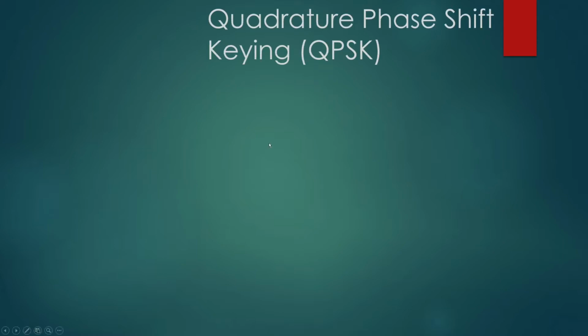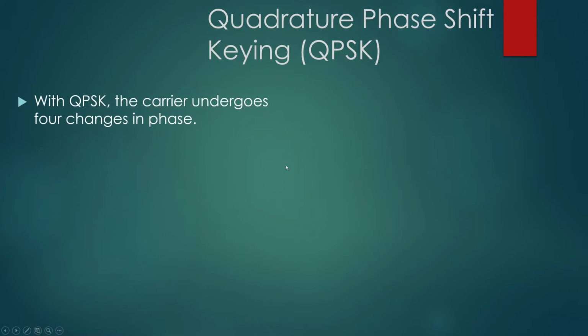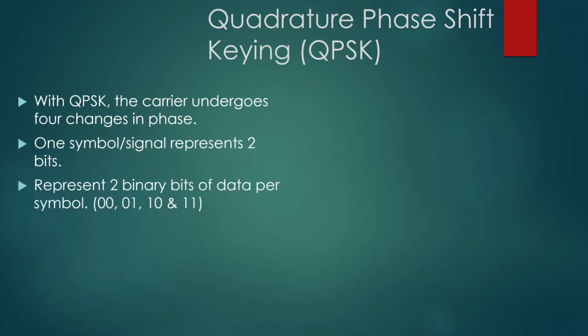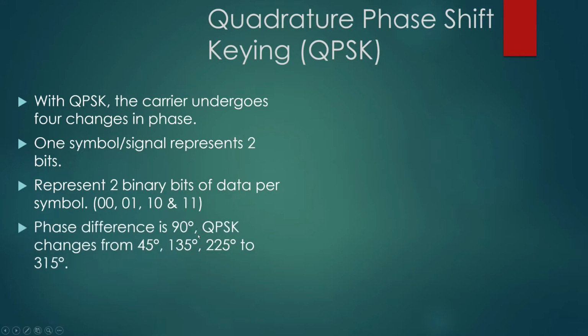However, this technique has some limitations, such as bandwidth being restricted. Is there a way we can increase the data rate to allow more bits per baud? The way is using quadrature phase shift keying, QPSK. With QPSK, the carrier undergoes 4 changes in phase. One symbol represents 2 bits of data, which are 00, 01, 10, and 11, a total of 4 combinations. The phase difference is 90 degrees.